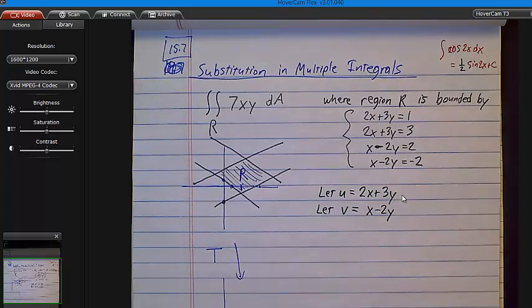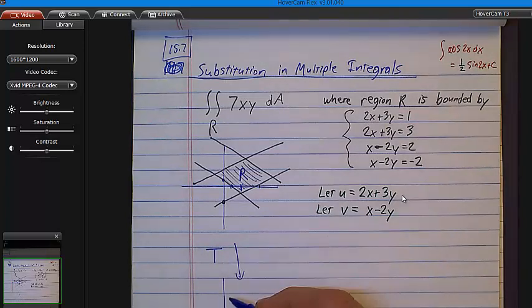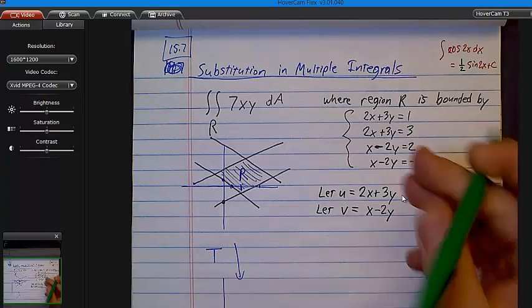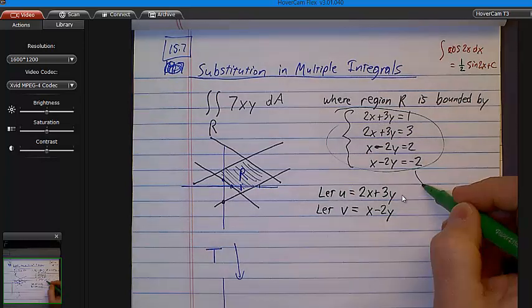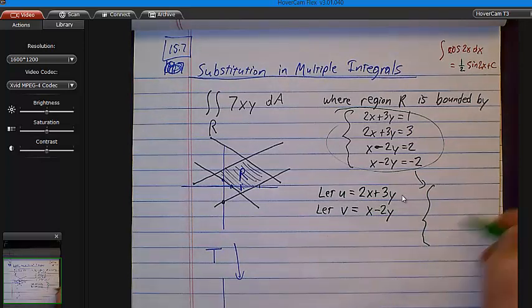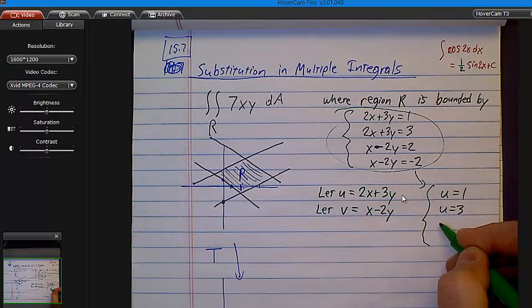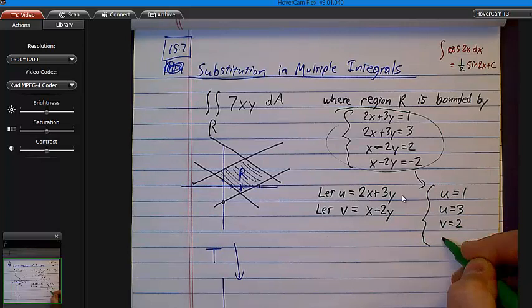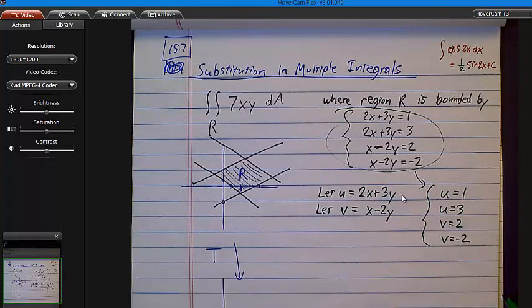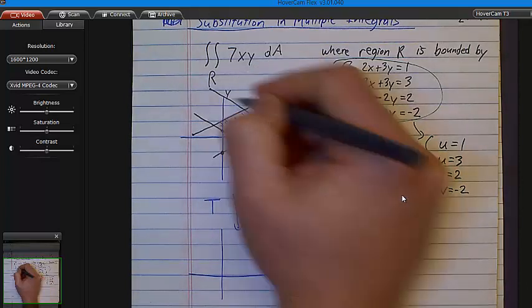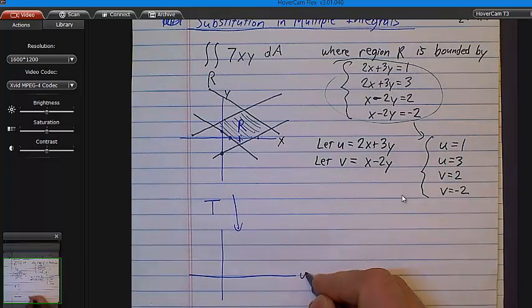What I want to do here is write down S. And I guess what you can do, guys, is just take these four equations and rewrite them. If I make this transformation, what would they become? Well, u is equal to 1, u is equal to 3, v is equal to 2, and v is equal to negative 2. Yeah? And so now, instead of the xy plane, what I have is the uv plane.